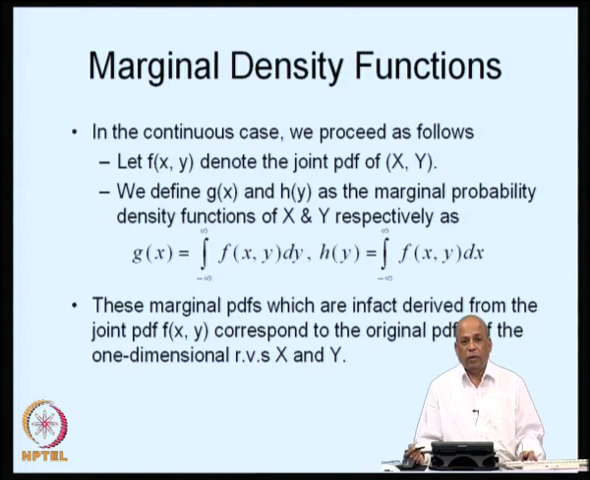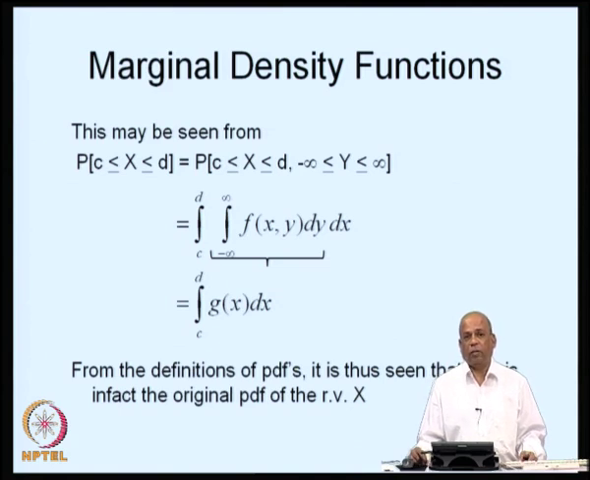Now, these marginal densities are derived from the joint densities, but we can also see that these marginal densities are in fact the original densities of x and y themselves. This may be seen, for example, if you are interested in probability of x lying between c and d. This is obtained as the probability that x lies between c and d and y lies between minus infinity and plus infinity. That means we are talking about probability of x taking on certain values irrespective of where y lies. Now, that is given by first integrating with respect to y, f of x y dy, to get the probability that y lies between minus infinity and plus infinity, and then you integrate with respect to x for getting the probability that x lies between c and d.